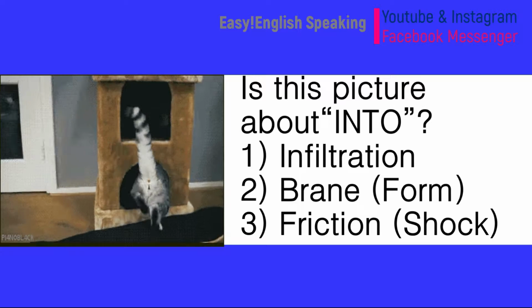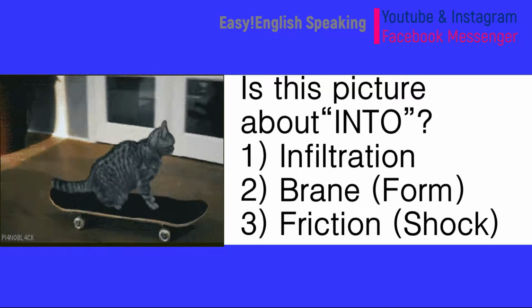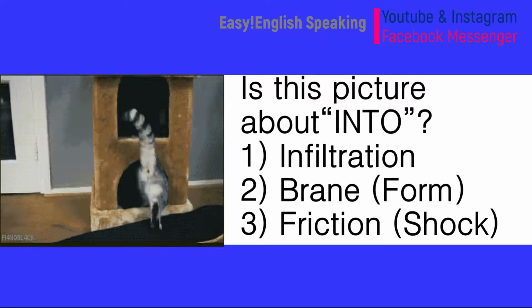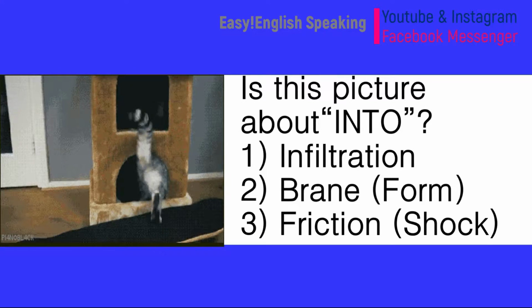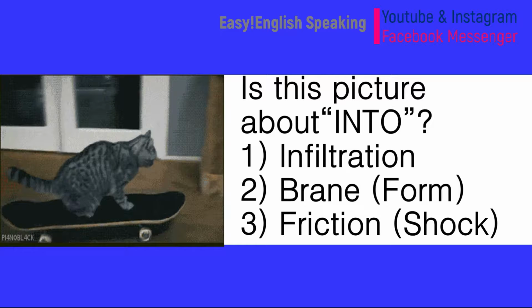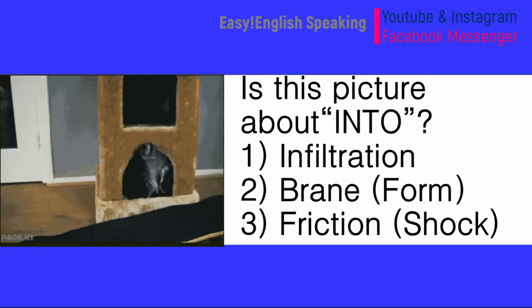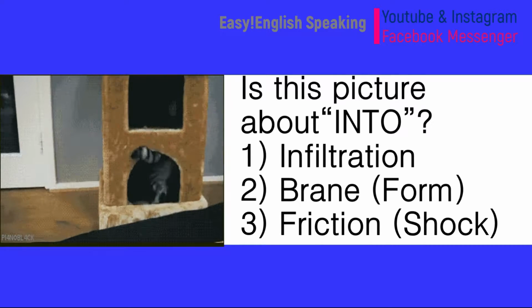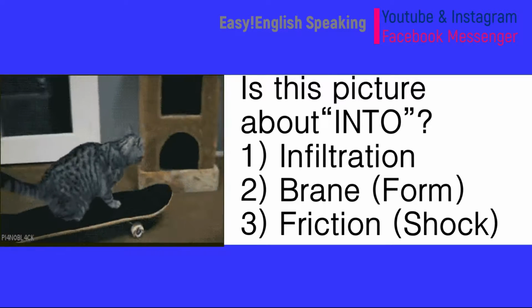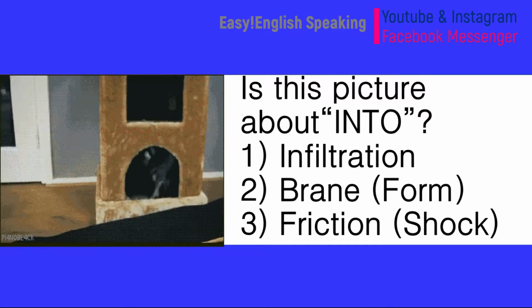So please take a look at this picture. Is this picture about into? And the answer is yes, because first, the cat infiltrates. Second, the house has a brain or form. Third, when the cat gets into the house, his tail is affected by the shape of the house.